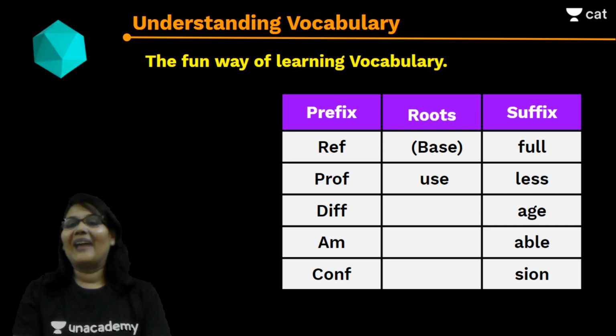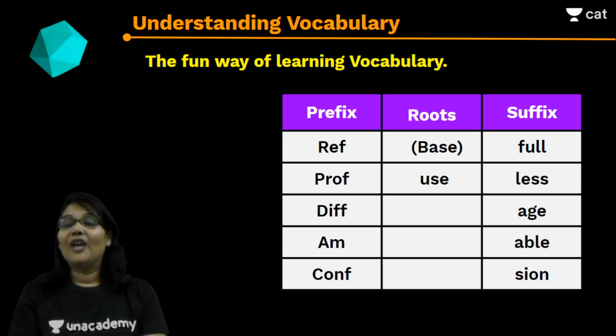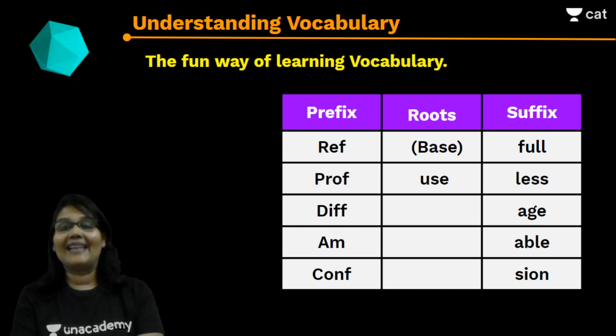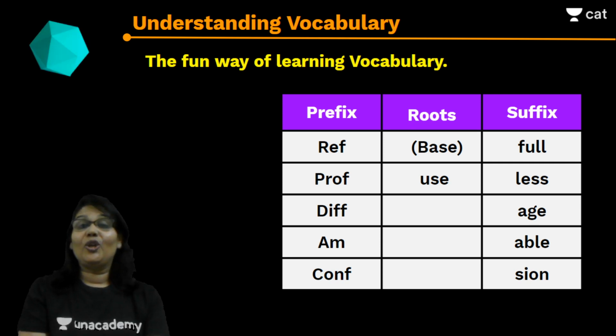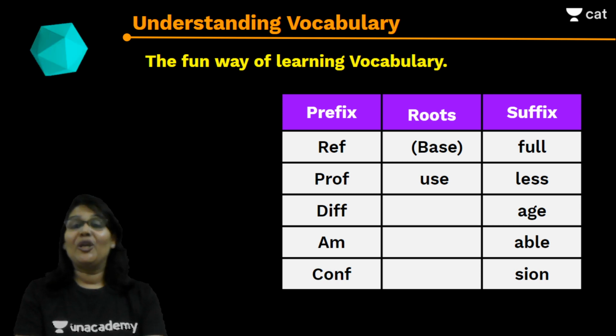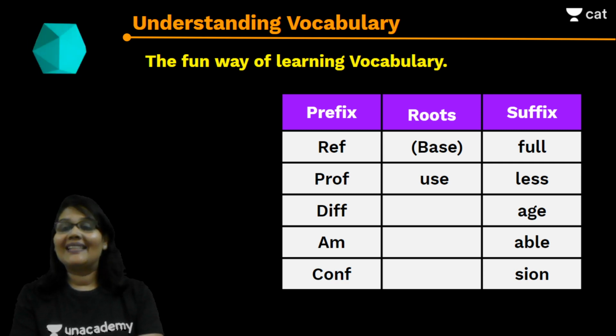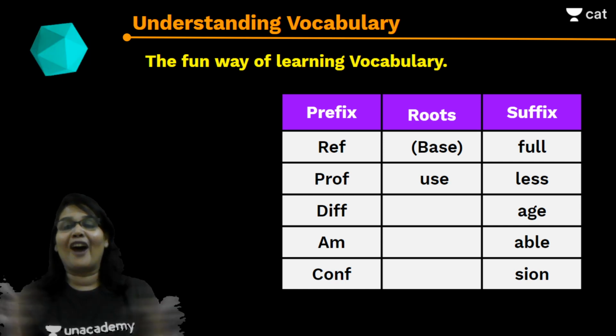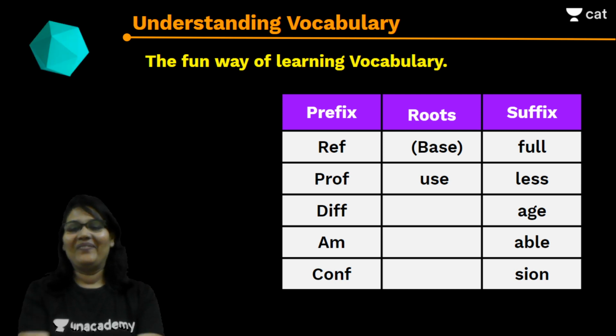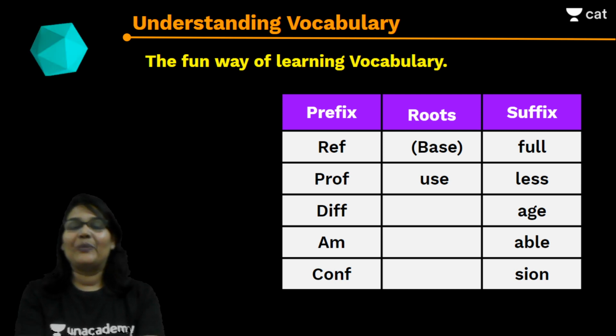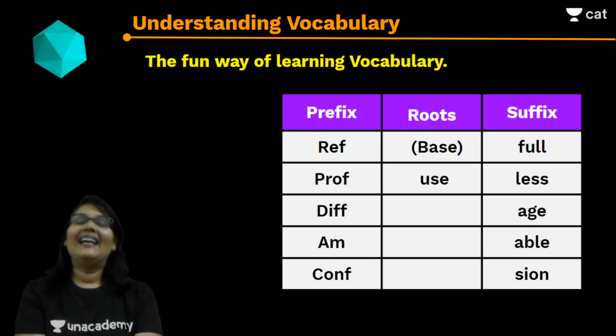Right? Then look at the suffix now. So use with full becomes useful. Use with less becomes useless. Then use with age becomes usage. Then use plus able becomes usable. Right? And CONF, US, ION becomes confusion. But here I have cleared everything for you. So there is no scope of any confusion. Okay? Great. Just look at it, guys, once before I move on to the next slide.